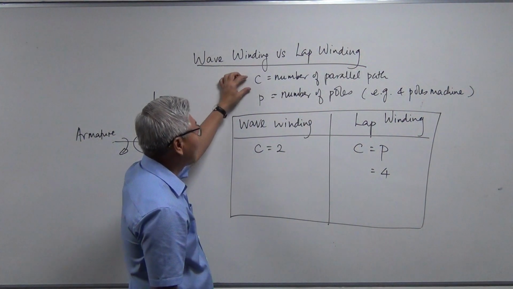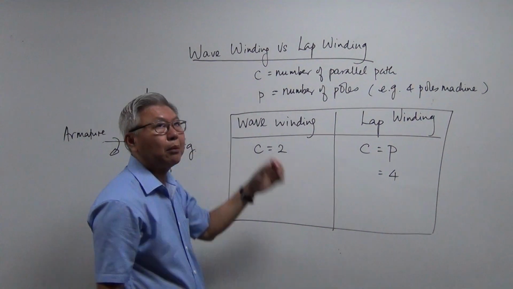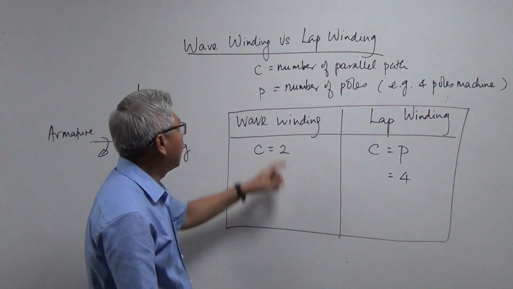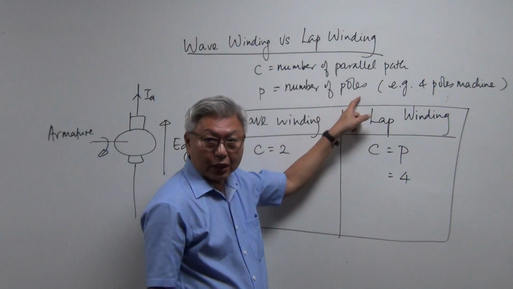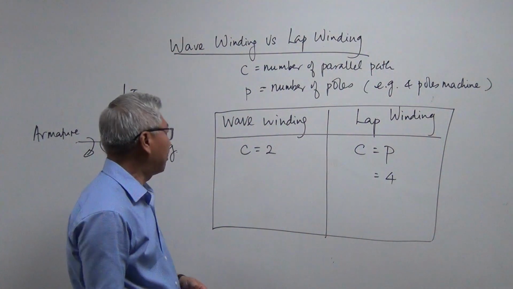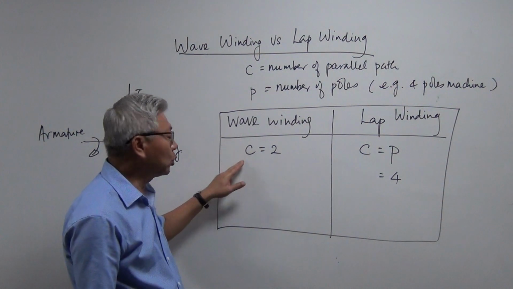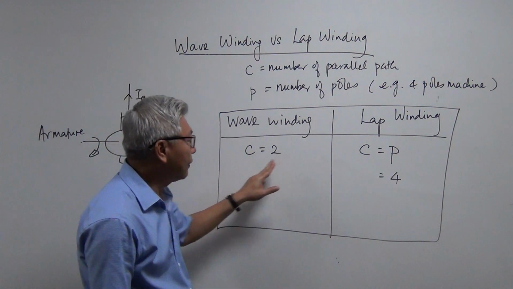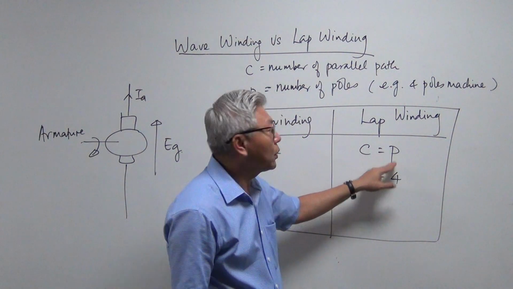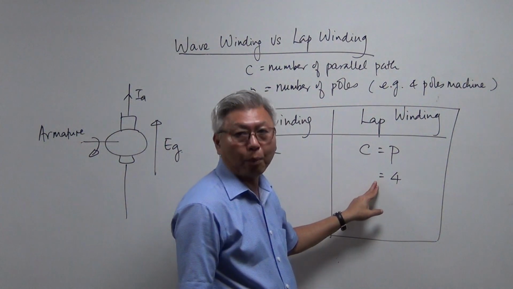Now, first of all, we need to understand this C. C stands for number of parallel paths. Number of parallel paths means the number of parallel circuits. And P is the number of poles in the armature. It's a structure in the armature where the windings are wound together. Now, if it is done in the wave winding method, there will be two parallel paths. And if it's the lap winding method, the number of parallel paths is equal to the number of poles. So in this example, I say there is a 4-pole machine, so there are therefore 4 paths.